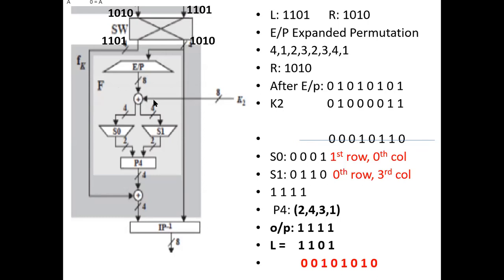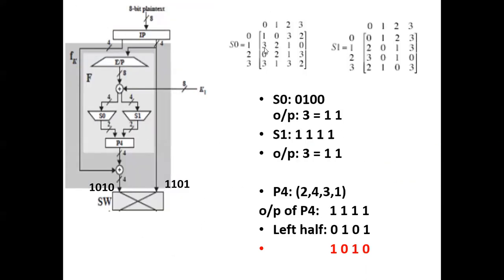And now you have to divide this into two parts, that is 4-bit data, and the left 4-bit is given to S0 and the right 4-bit is given to S1. Okay, see here. Now in the S0, you have to find out the value in the first row and 0th column. Similarly, in S1, you have to find out the value in the 0th row and 3rd column. So what is the value in the first row and 0th column? First row, 0th column. The value is 3. Okay.